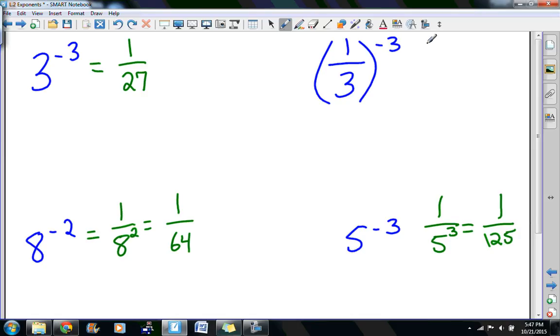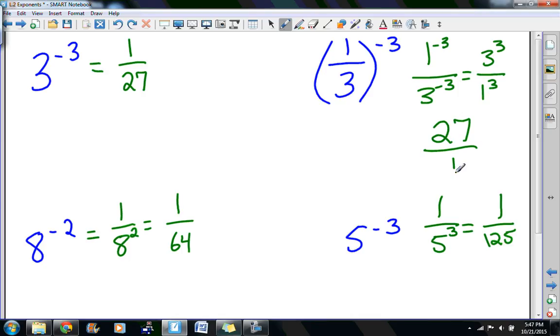Now this one's tough. Each of the numbers is going to get a negative 3 distributed. Now, both of these exponents need to move. So the 3 cubed goes to the top, and the 1 cubed needs to go to the denominator. 3 cubed, well, that's 27. 1 cubed, that's 1. 27 divided by 1 is positive 27. So, a little bit different on the fraction ones.